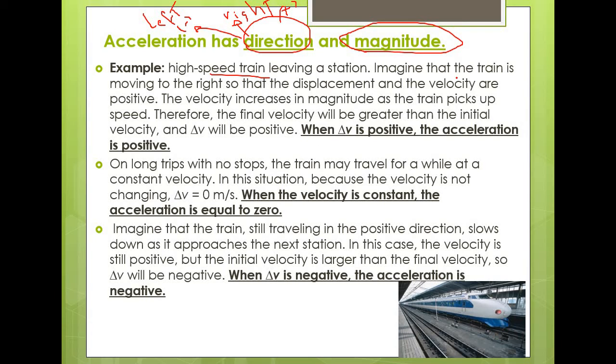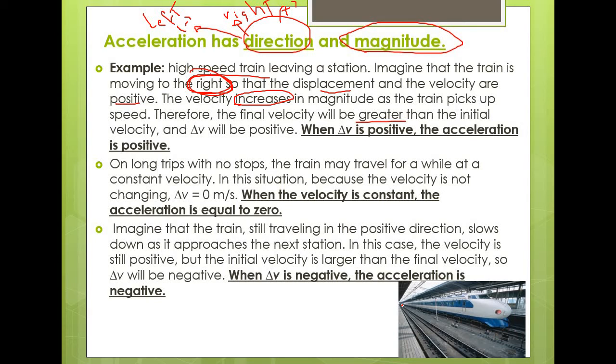For example, a high-speed train leaving a station. Imagine that the train is moving to the right. Move to the what? To the right. So the direction is positive, so the displacement and the velocity are positive. The velocity increases in magnitude as the train picks up speed. So the velocity of the train will increase. Therefore, the final velocity will be greater than the initial velocity.